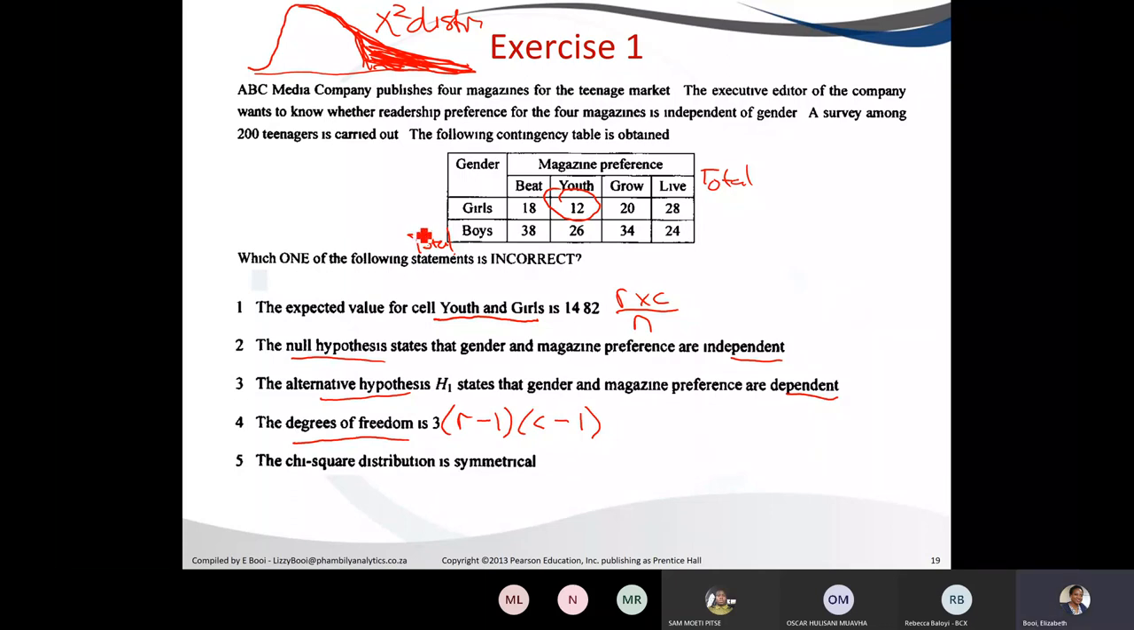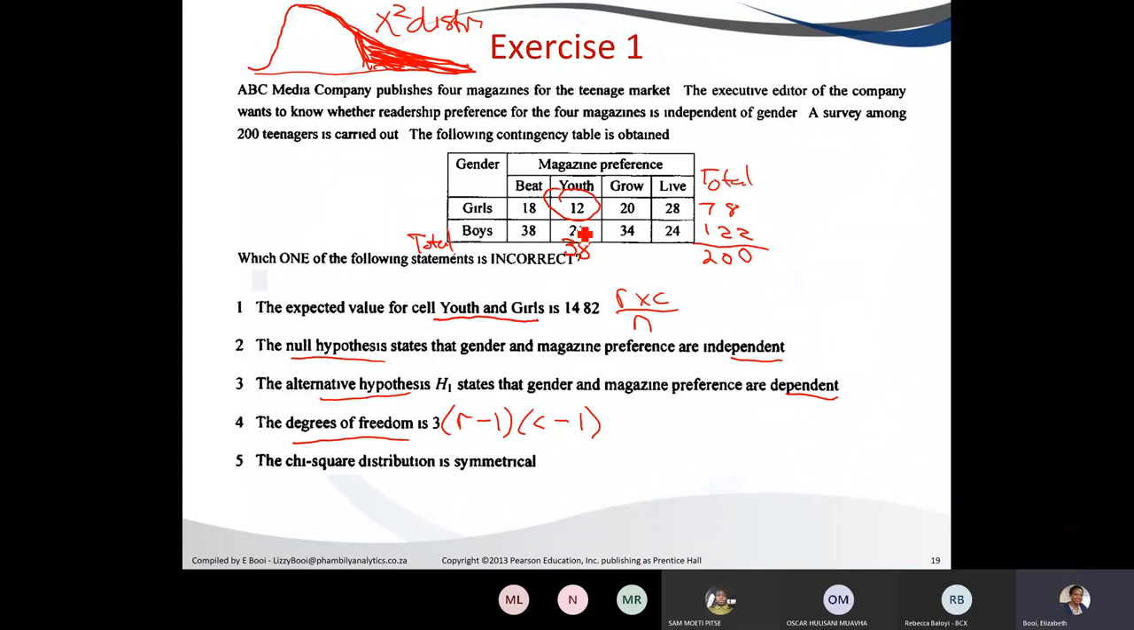Did you calculate the totals? What is the total for girls? It's 78. Total for boys? 122. And then the grand total will be 200. I'm not going to do the total for the others, I just want the total for youth. Total for youth? 38. So to answer number one, row total times column total divided by n.